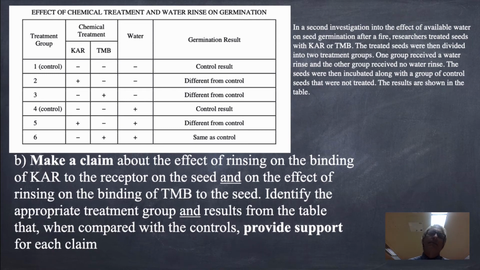Okay, part B. I gave you the data table and the caption that went along with it. Part B asks the AP student to make a claim about the effect of rinsing on the binding of KAR to the receptor on the seed and on the effect of rinsing on the binding of TMB to the seed. Identify the appropriate treatment group and results from the data table that, when compared with the controls, provide support for each claim. It's going to take you several sentences to do that. Pause the video, go.